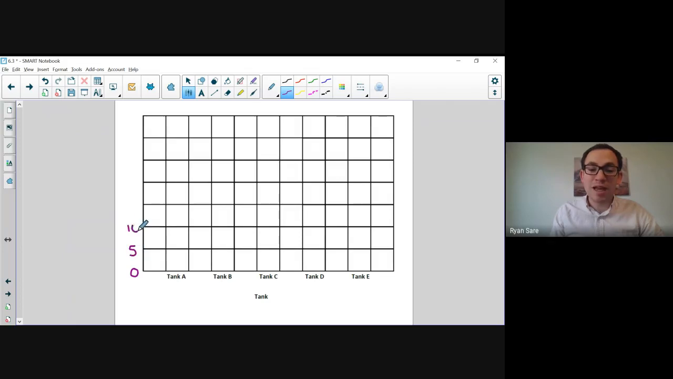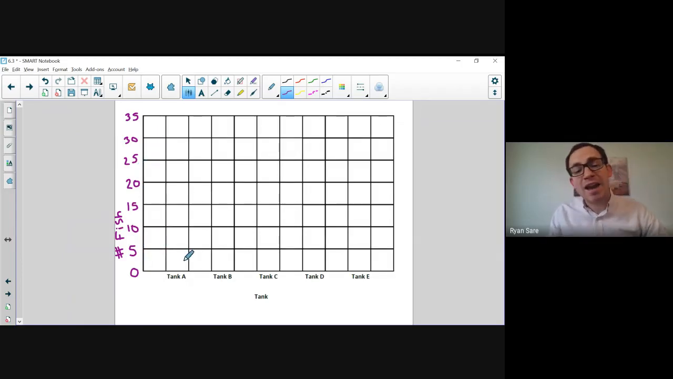5 more puts us at 10. Another 5 puts us at 15. Another 5 puts us at 20. 25, 30, and up here at the top, 35. And I can go ahead and label this. I don't know how well I'll be able to write sideways. Let's give it a shot. I'm going to label this so that we know this is the number of fish. I'm going to use the number symbol. Number of fish, so that I know that that's what this is talking about over here.